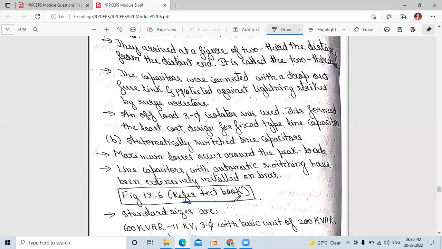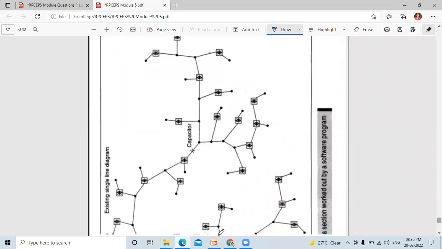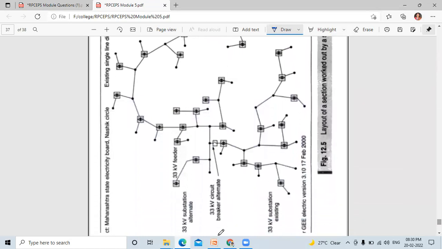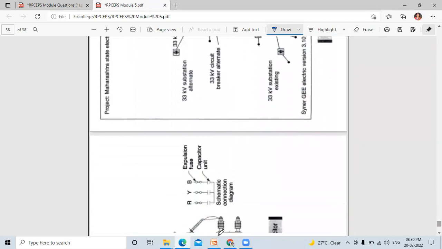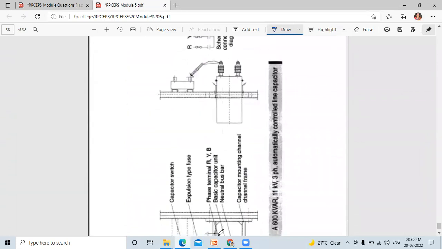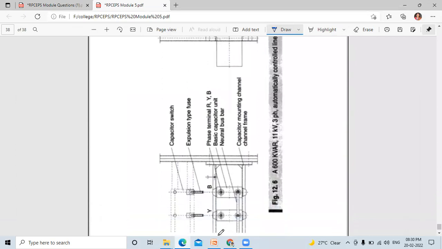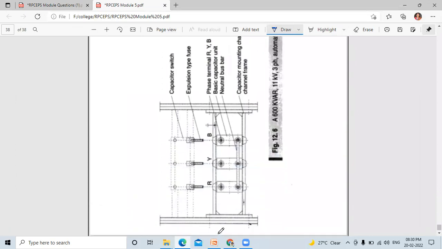You see till the last, figure 12.6. Okay, figure 12.6 it is. This is the circuit, and this is the diagram for the 11 kV installation. Okay, you can draw this one in a simple way.